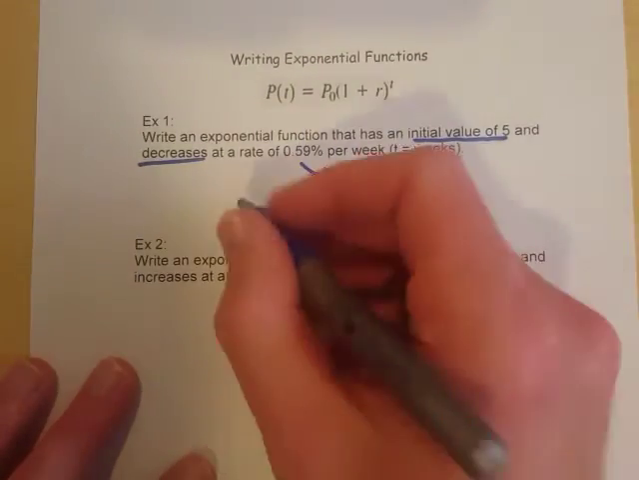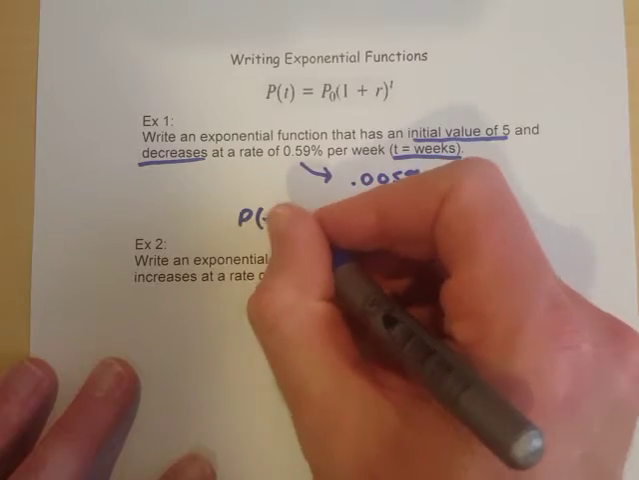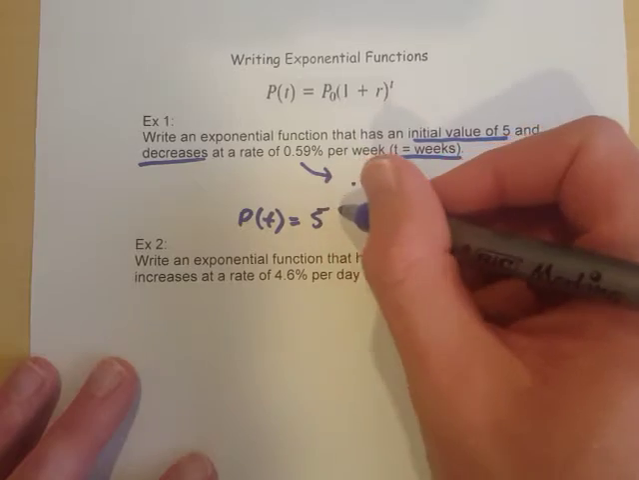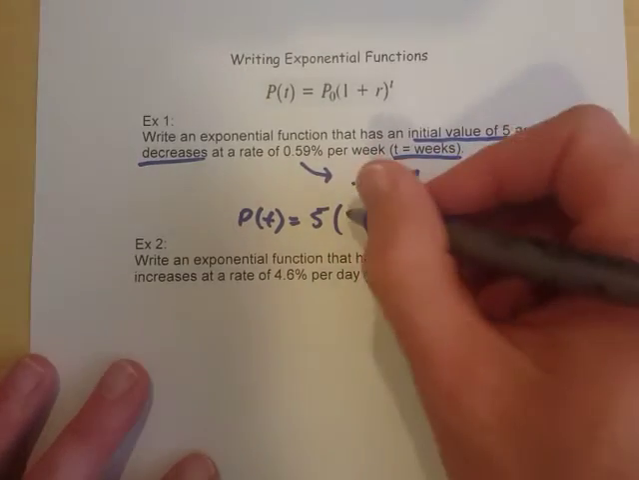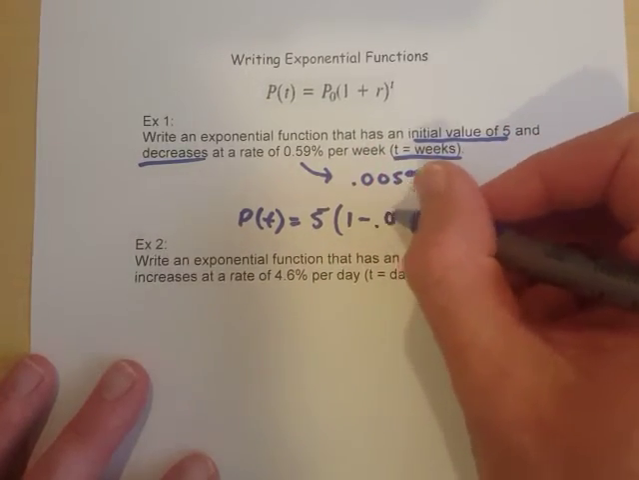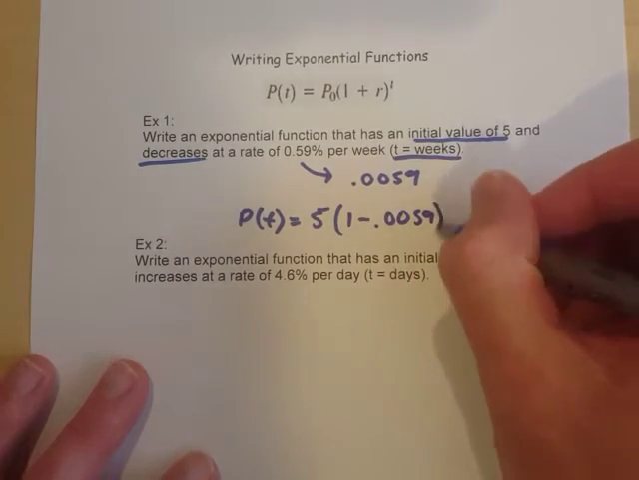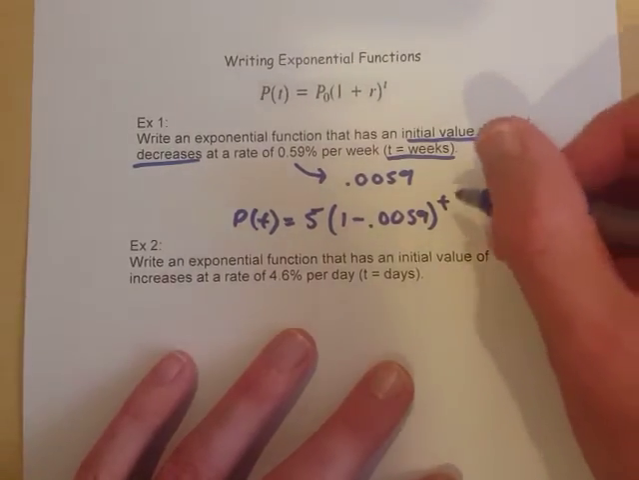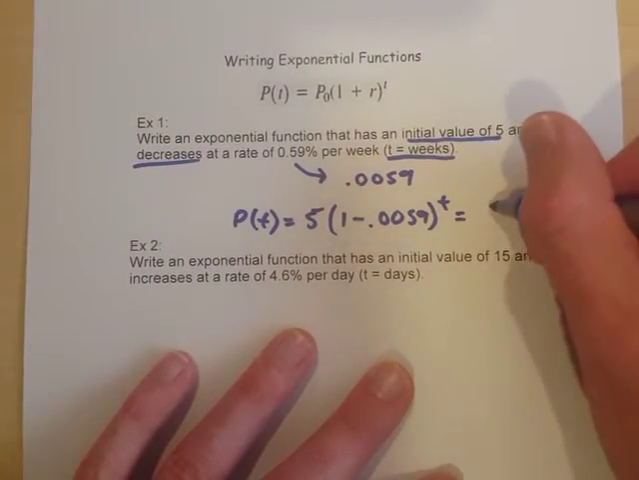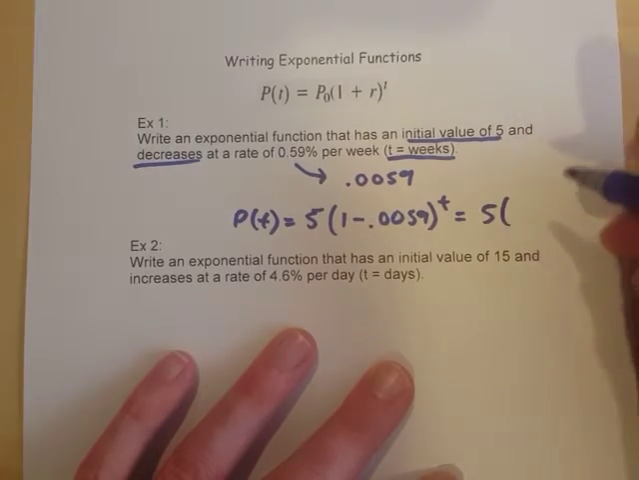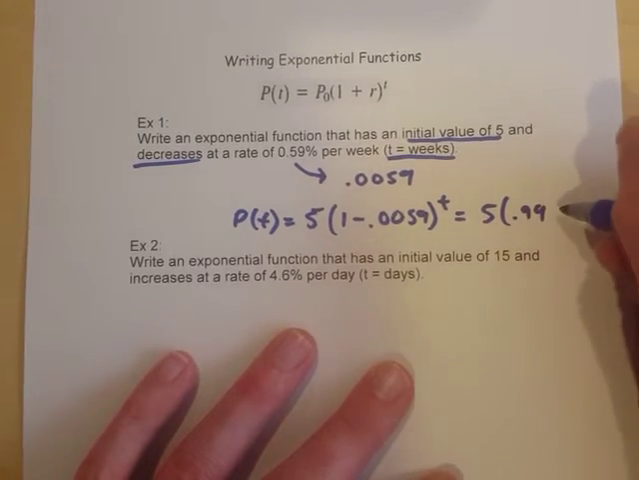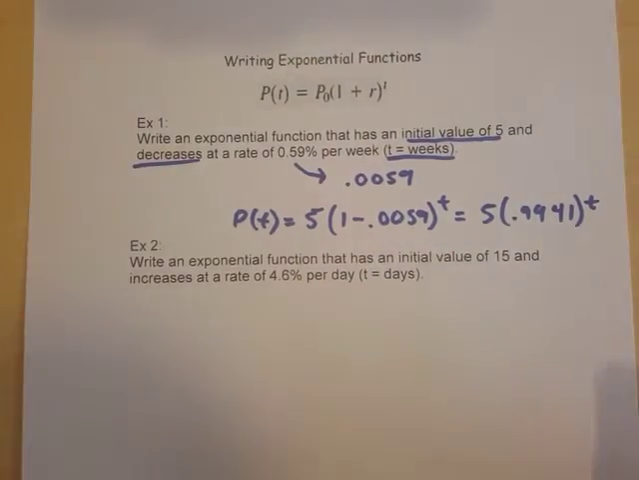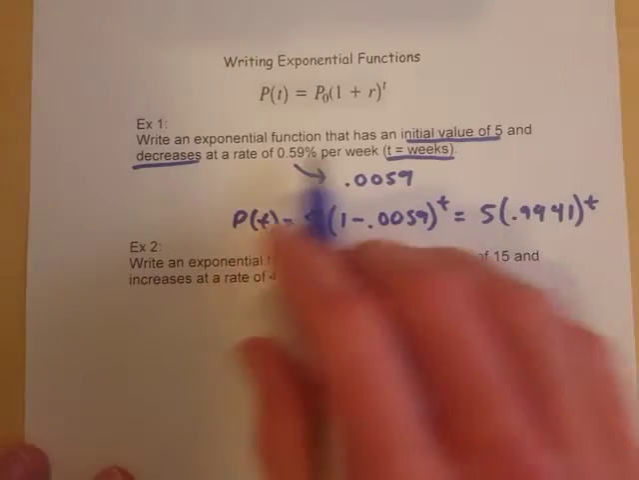So now we just take our formula, p of t. The initial value was 5, so we write that in for p sub 0. And then we do 1 minus the rate, 0.0059, and we raise that to the t power, and in this case it's weeks. We might want to just simplify this a little bit on the inside. So 5 times 0.9941 to the t power. So that is our function given this information.